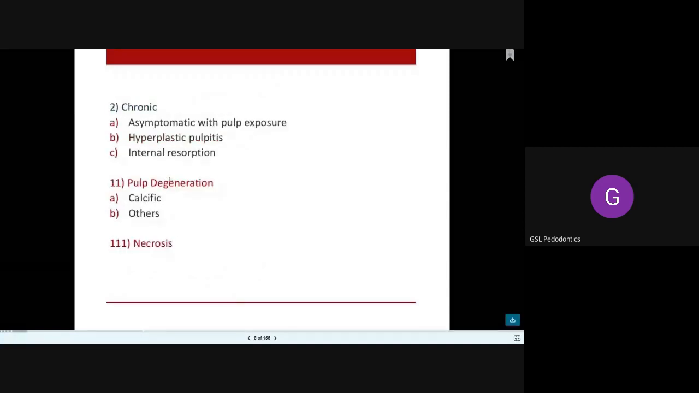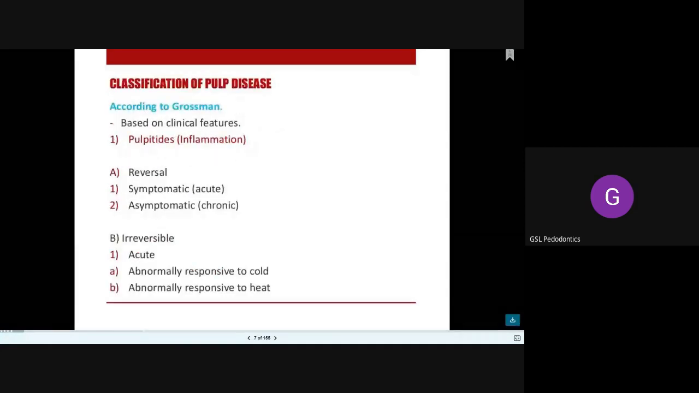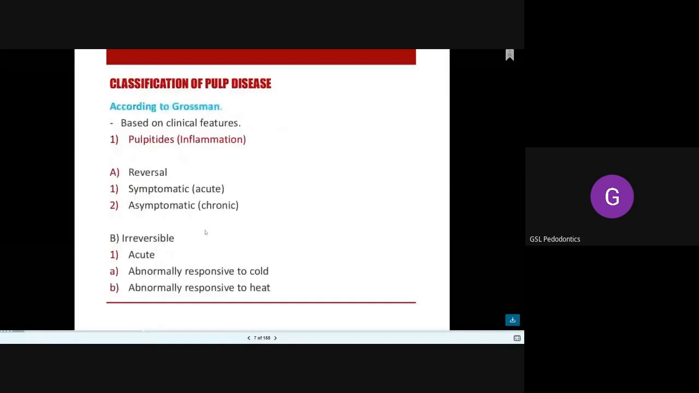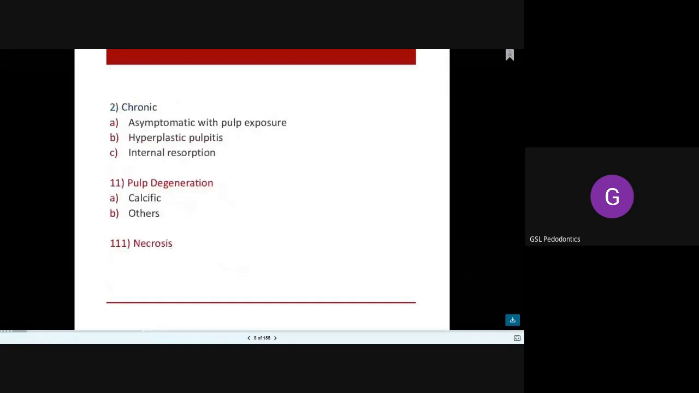The second one is pulpal degeneration. Previously, on clinical features, you had pulpitis, that is inflammation. Next is pulp degeneration. The degeneration can be calcific, where calcium deposits are seen in the pulp, or it can be due to other reasons also. The third one is necrosis. Here you won't see any inflammation; the pulpal necrosis will be clearly seen.